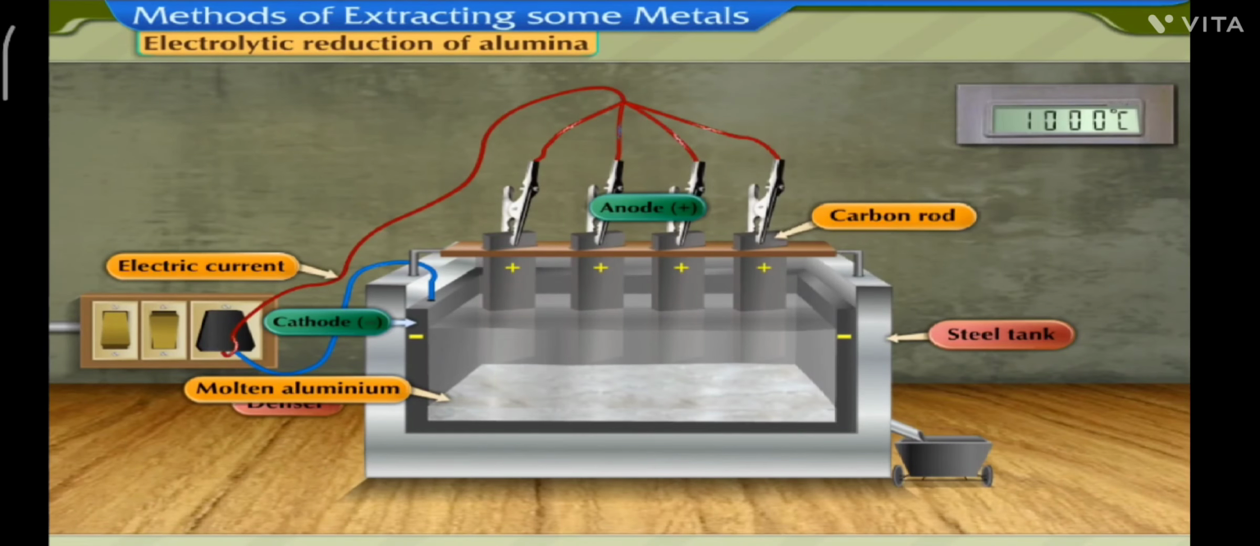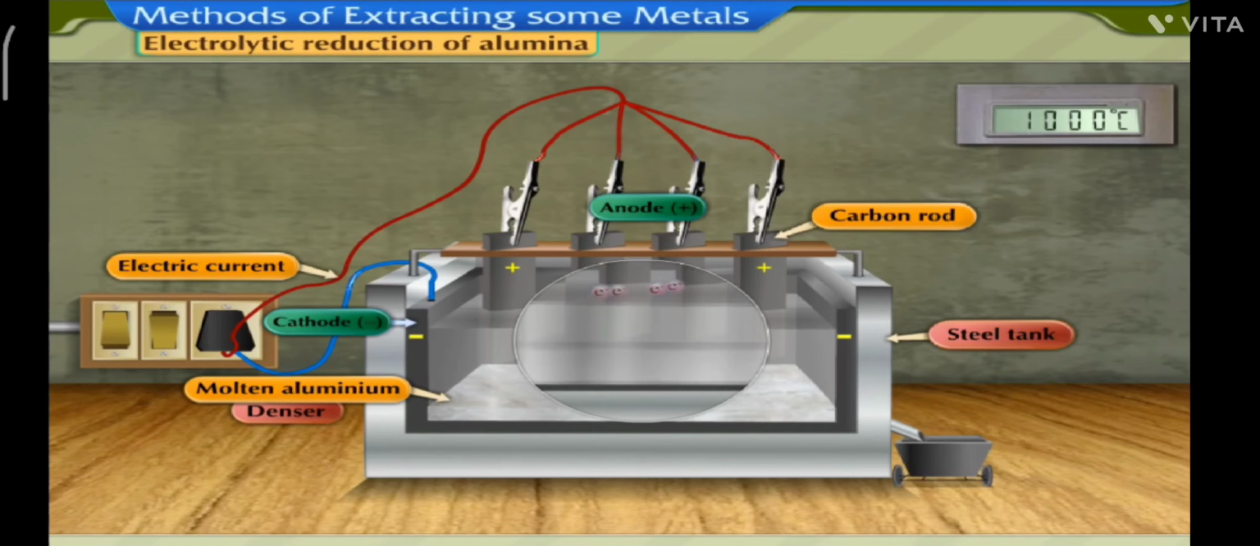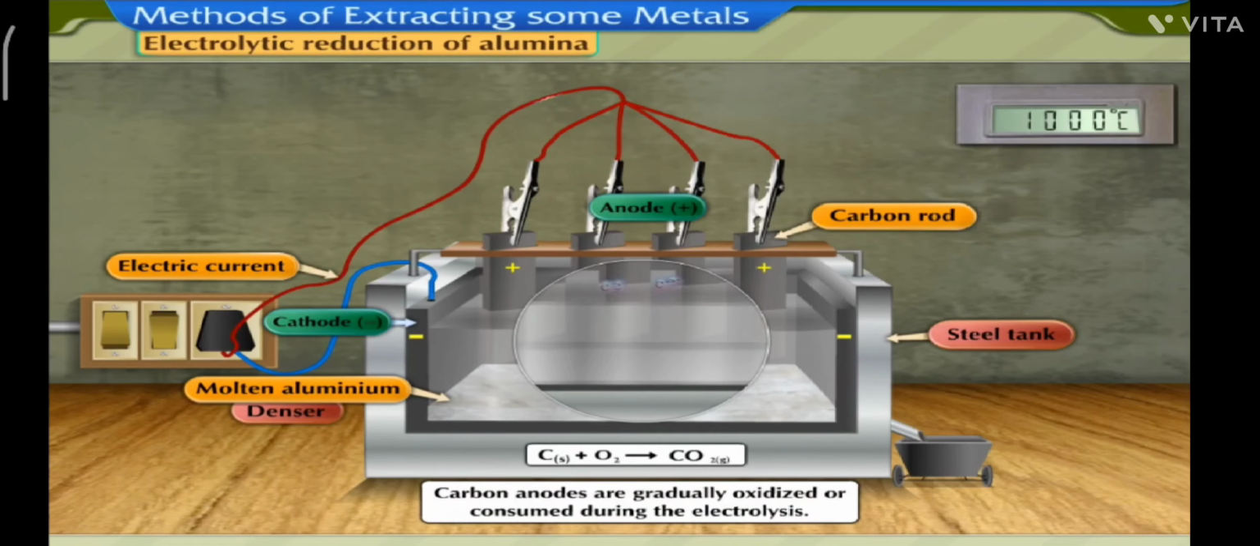Molten aluminium is denser than the electrolytic mixture of alumina, cryolite and fluorspar, hence it is collected at the bottom of the tank. It has to be removed from time to time. Oxygen gas liberated at the anode has a tendency to react with the carbon anode itself to form carbon dioxide gas. So the carbon anodes are gradually oxidized or consumed during the electrolysis and therefore they have to be replaced from time to time. Metals obtained after reduction processes may contain impurities. The process of purifying impure metals is called refining.